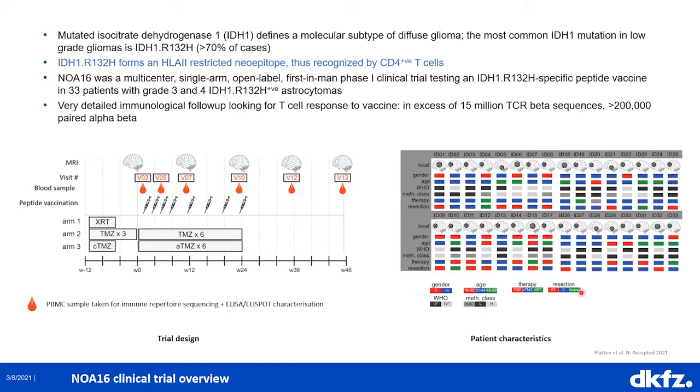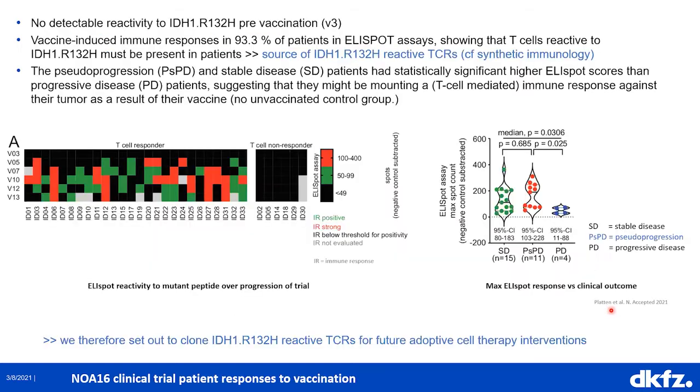And here's a little schematic of the patients. I don't want to dwell on this too long because it's just been accepted in Nature, so you'll be able to read this perhaps even as this talk goes out. The key points were that there is no detectable reactivity to the mutation, at least by ELISpot, prior to vaccination, and we could of course discuss that later, but following the vaccination, the vast majority of patients showed a response. So that's what we're showing here.